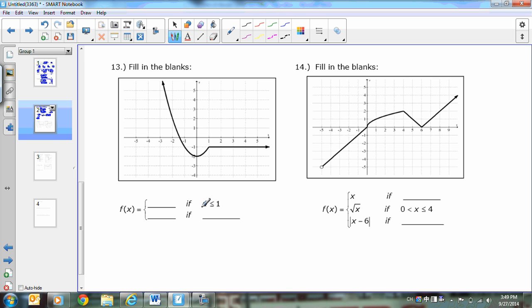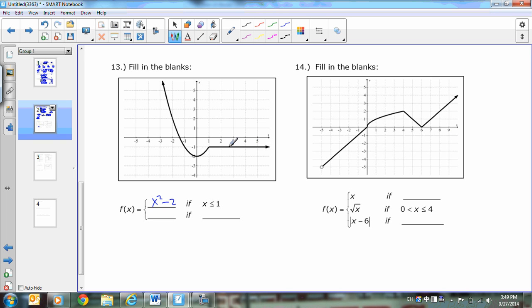It looks like when x is less than or equal to positive 1, our output is along this graph. Now this graph should look familiar to you. It is not the parent quadratic function, it's a transformation of the parent quadratic function. You can see that usually the vertex would be here, but this has been shifted down 2 units. So the equation of that part of the function would be x squared minus 2. Okay, then once our input values are bigger than 1, notice we have this constant output.